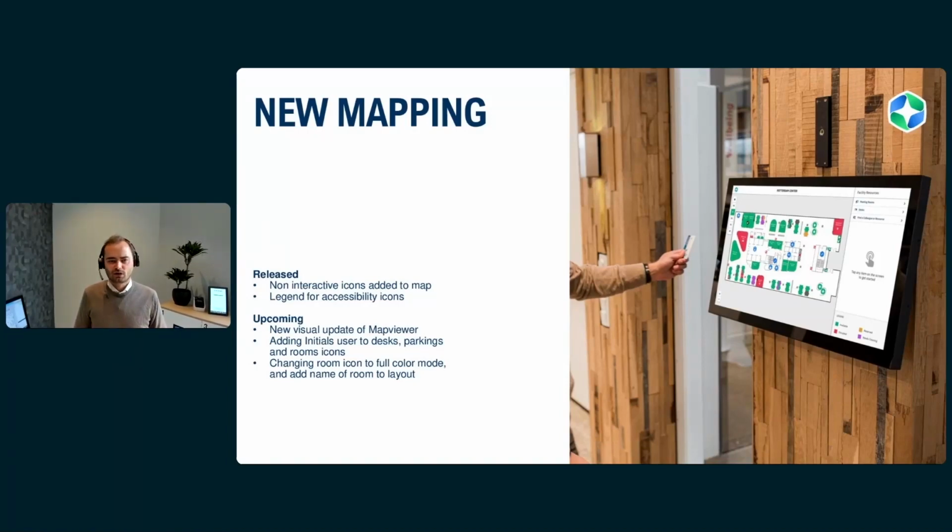Two features for the new mapping are already released. We have included non-interactive icons on the map. Previously you were only able to add icons to the map which were interactable for the user, so the desks, the rooms, and the parking spots. But now we also included non-interactive icons, which are things like elevators, stairs, and emergency exits, which of course makes you as a customer more flexible in adjusting the mapping on your own without having to contact your reseller or us at GoBrite to adjust the floor plan for you. That just gives you much more freedom in adjusting the mapping accordingly.